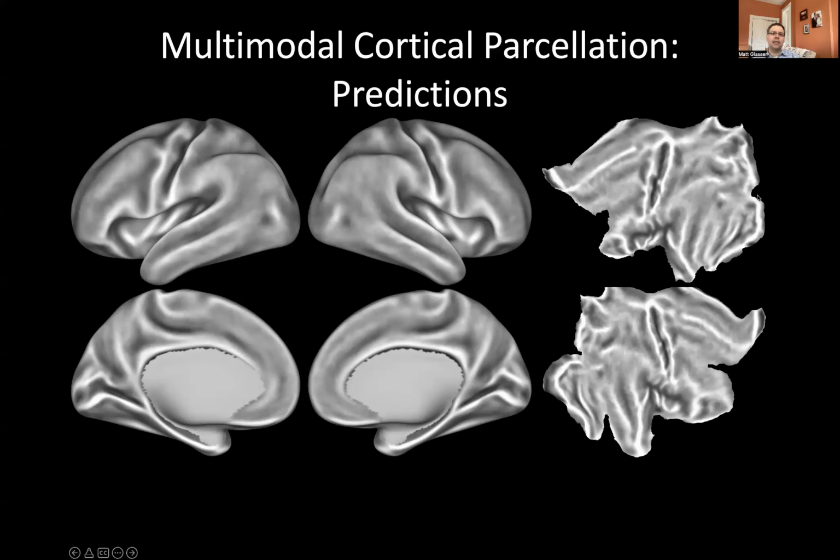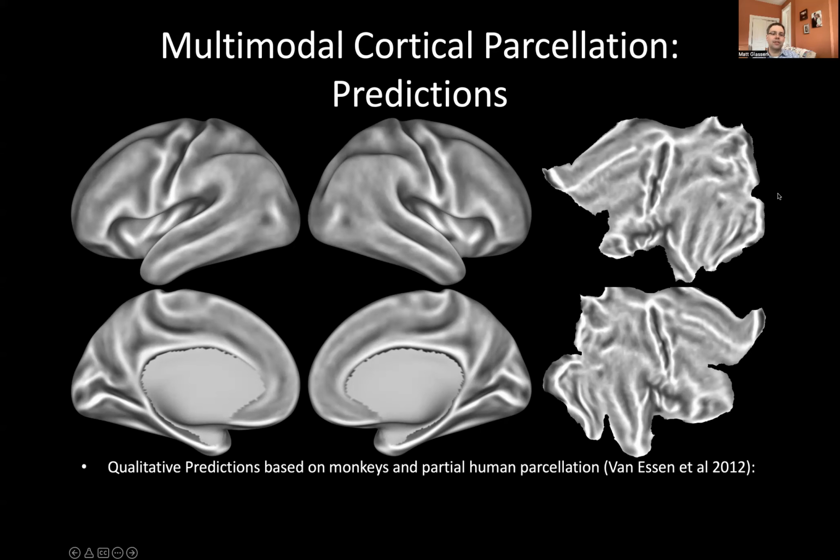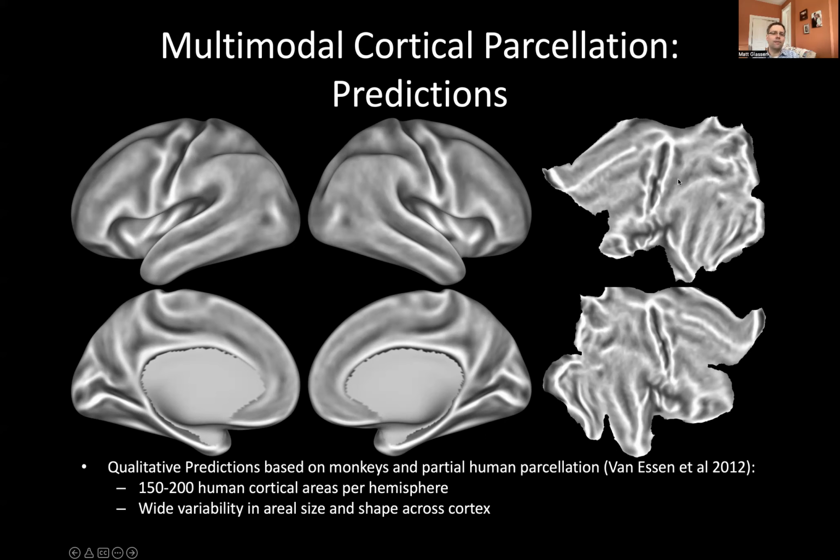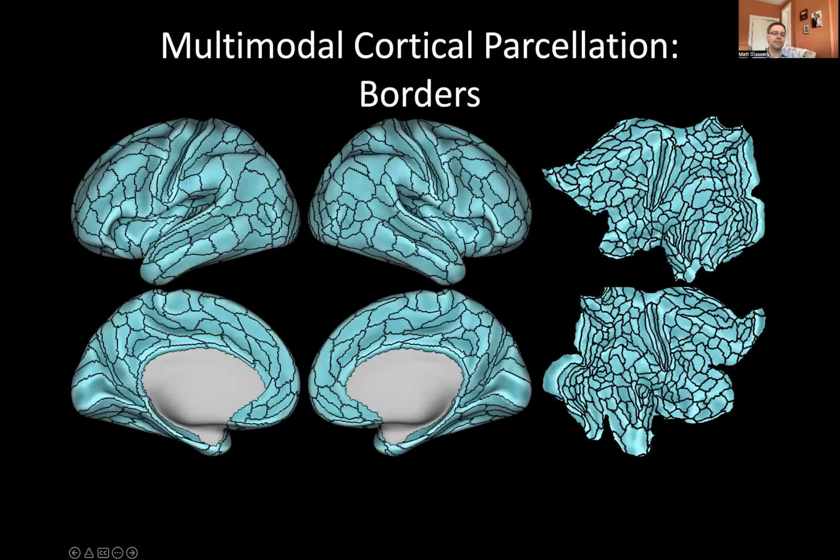So we went into this exercise with several predictions based on monkey parcellation and partial human parcellation. We thought there'd be somewhere between 150 to 200 cortical areas per hemisphere, wide variability in areal size and shape across the cortex, examples of interareal heterogeneity, such as sensory motor topographies. And here are the borders.